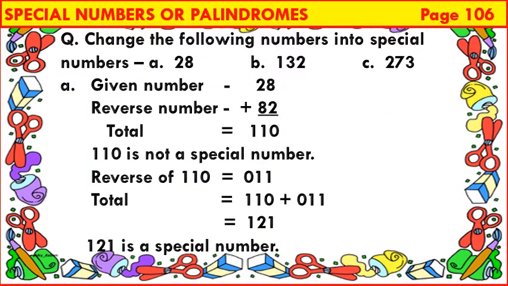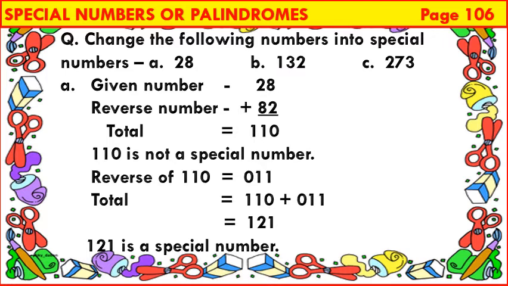Now practice exercise. Change the following numbers into special numbers: 28, 132 and 273. A. Given number is 28. Reverse it. It becomes 82. Add both of them. Total we get is 110. Now 110 is not a special number.